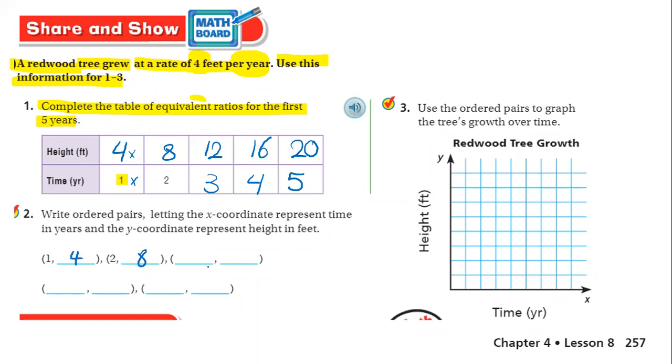1, 4, 2, 8, 3 and 12. Why should I write time first? Because he says, guys, look, he says the x coordinate represents the time. So we must write here the number of time in the x coordinate. Do you understand me, guys? Why should I write the time first?